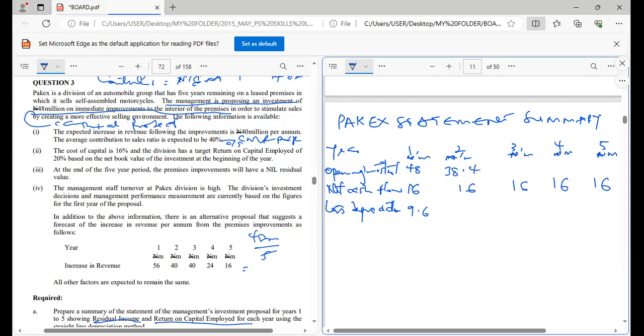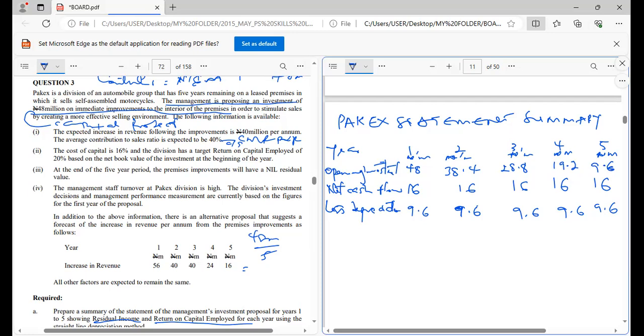38.4 minus 9.6. Since it is on a straight line, it's not reducing, so 9.6 again. 38.4 minus 9.6 is 28.8. 28.8 minus 9.6 again is 19.2. 19.2 minus 9.6 again is 9.6. Can you see that it now became the value at the end of the useful life? So let's proceed.